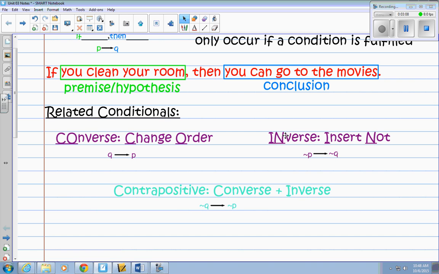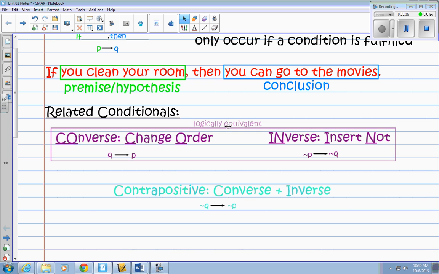The inverse is where we take our conditional and we negate, or take the opposite meaning of, our premise and our conclusion. So I think of it as IN, or inserting not. If you do not clean your room, then you cannot go to the movies. Symbolically, this squiggle is the symbol for not. So not P implies not Q. These two, the converse and the inverse, are logically equivalent. In other words, anytime you have your converse, it means the same thing as your inverse.